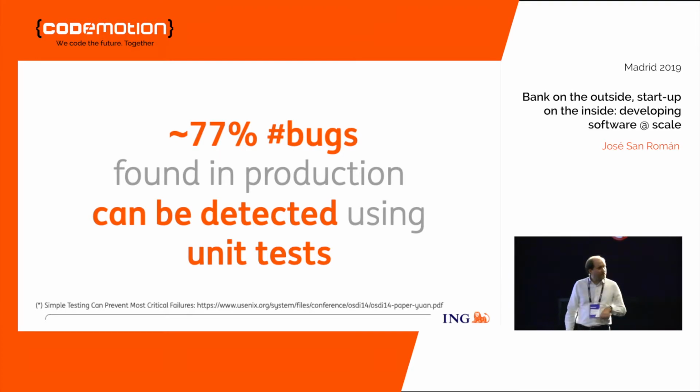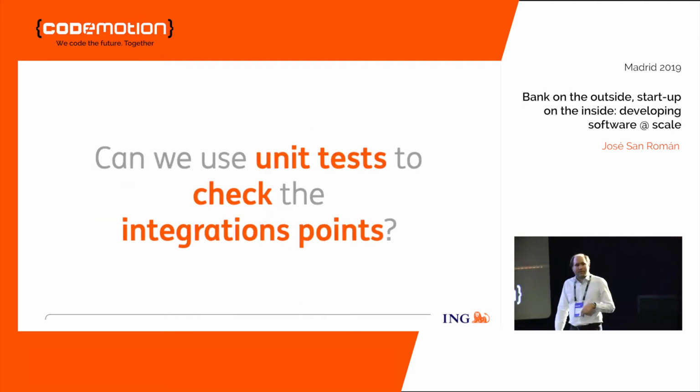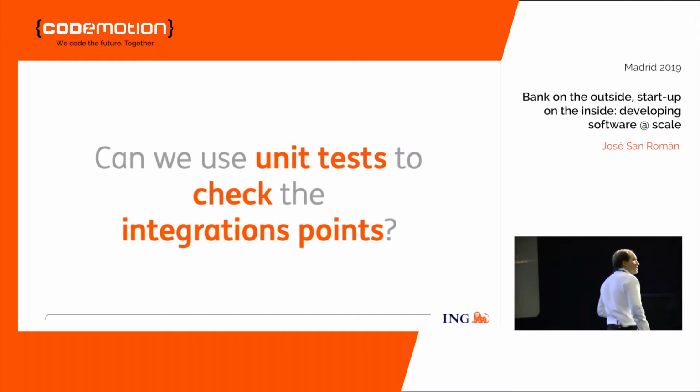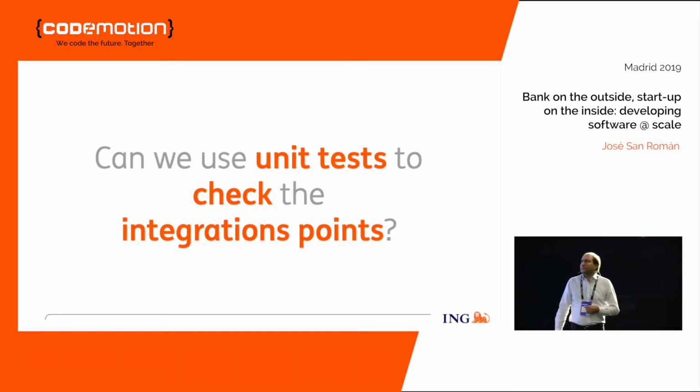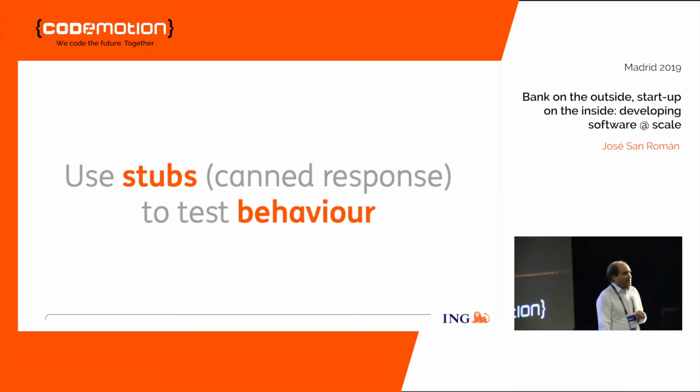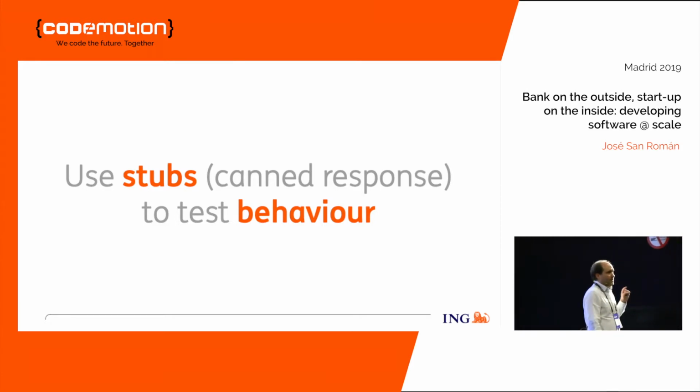I'm bringing this. And the question is, when you are decoupling software, you have a lot of integration points. How can you check those integration points? Okay, let's remember a little bit how unit testing works. We usually use stubs to test behaviors. Remember, a stub is a test double that returns candidate responses. So we can check the state of an object using those stubs. Use stubs to test behavior.